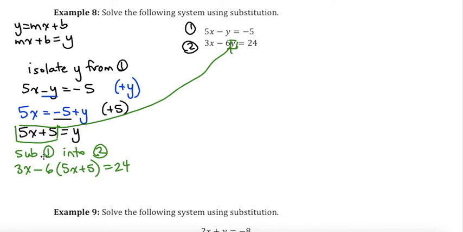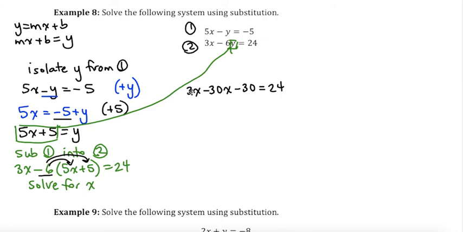Now that I've substituted my y value into my second equation, so that I just have one variable, I can solve for x. And the first thing that I want to do is the distributive property so that I can get rid of these brackets in this expression. I'm starting with 3x. I'm multiplying my negative 6 by my 5x. Negative 6 times 5 is negative 30, and then I tack on my x. And then I'm multiplying my negative 6 by 5 again. Negative 6 times 5 is negative 30, and that's equal to 24.